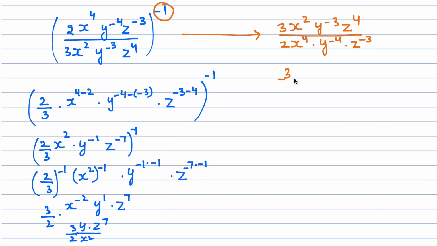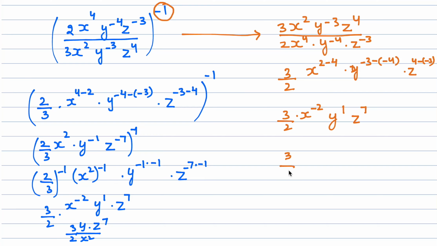Now I will apply. I'm seeing each term in a different way. Numbers with numbers, exponents with exponents. So this, and now this is y to the power negative 3, negative of negative 4, z to the power 4, negative of negative 3. So this is 3 by 2 times x to the power negative 2, y to the power negative 3 plus 4, 1, and z to the power 7.